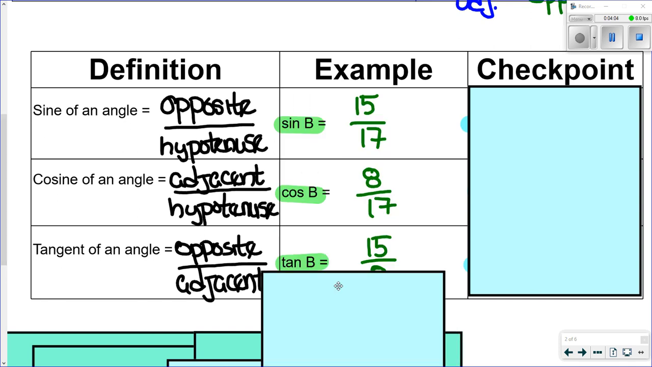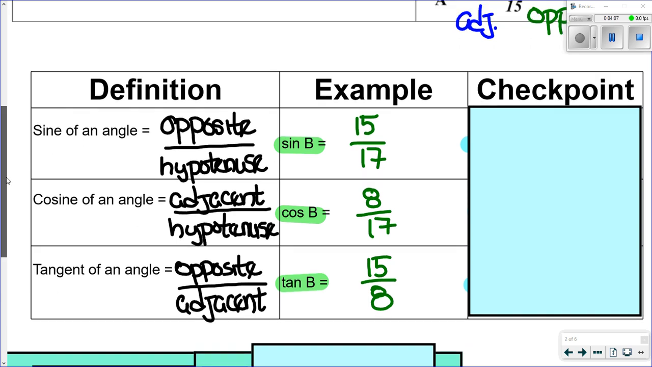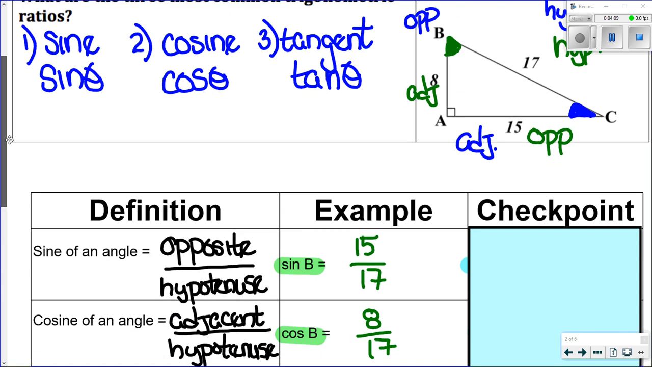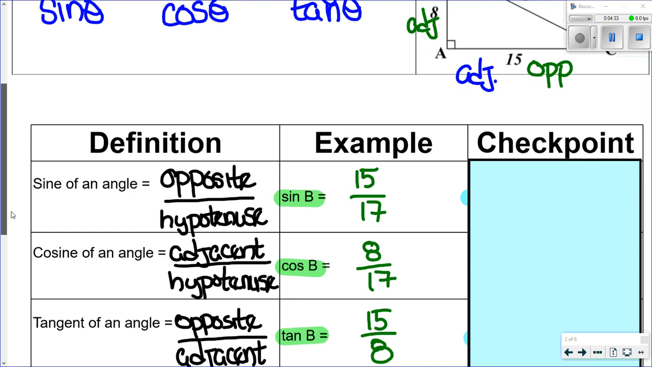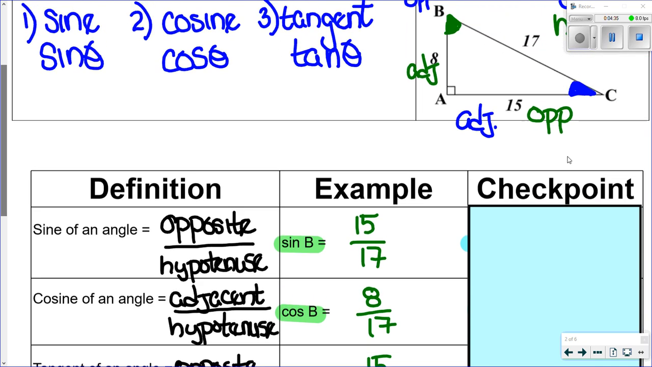If you look at the diagram above, if we're doing the green one, that's angle B. Since sine is opposite over hypotenuse, we have opposite 15 over the hypotenuse, which is 17. For cosine, it's adjacent over hypotenuse, so the adjacent is 8 over hypotenuse 17. And tangent is opposite over adjacent, so we have 15 over 8.